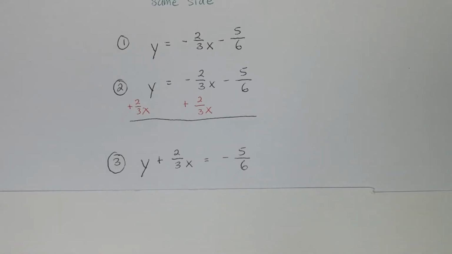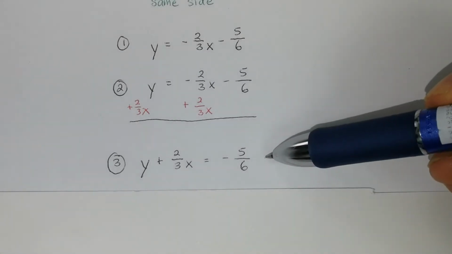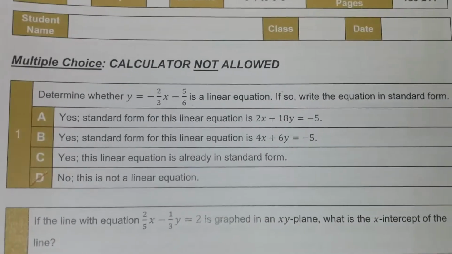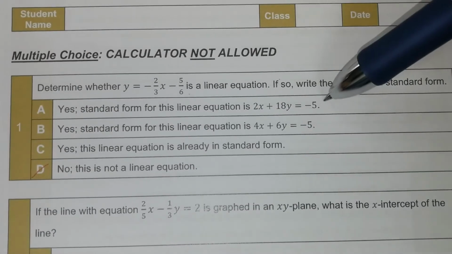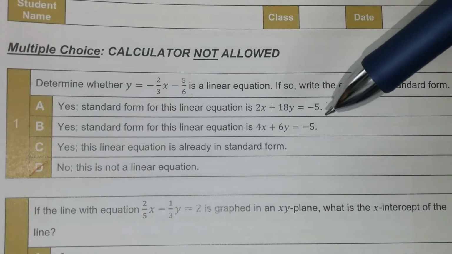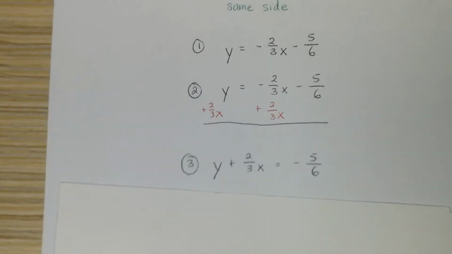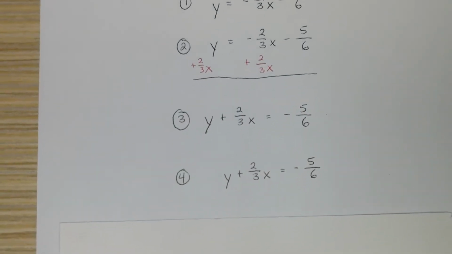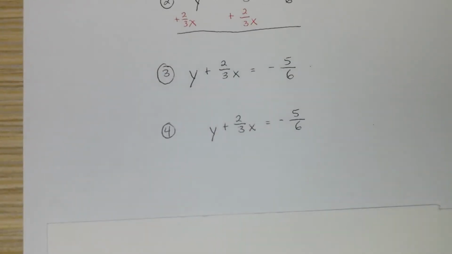Now I know that this equation here does not match with any of the equations from the answer choices. The equations in the answer choices are 2x plus 18y equals negative 5 and 4x plus 6y equals negative 5. So what I'm going to have to do is change this equation y plus 2/3 x equals negative 5 over 6 so it looks like one of the choices in the answers.